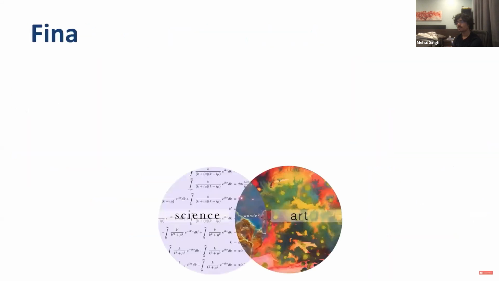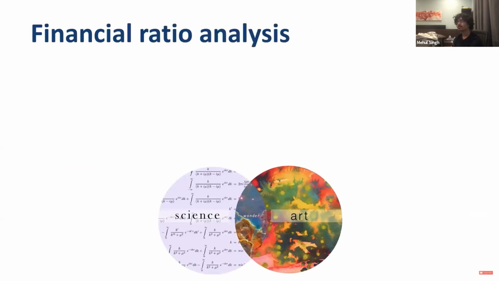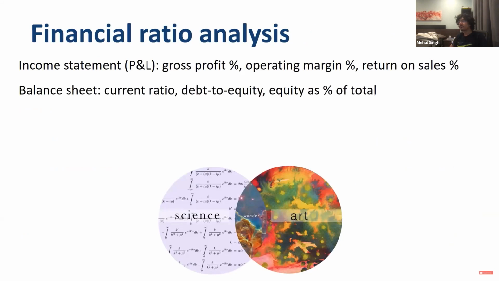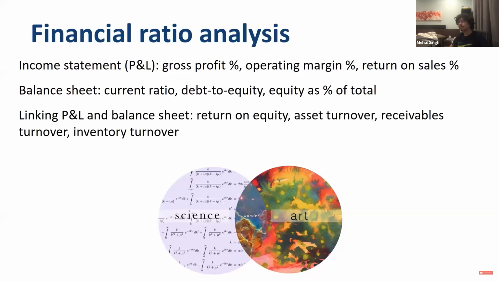In this video on financial ratio analysis, we covered 10 financial ratios. On the income statement, gross profit percentage, operating margin percentage, return on sales percentage. On the balance sheet, current ratio, debt to equity, equity as percentage of total. When linking the P&L and the balance sheet, return on equity, asset turnover, receivables turnover, inventory turnover. Financial ratio analysis is as much an art as it is a science.